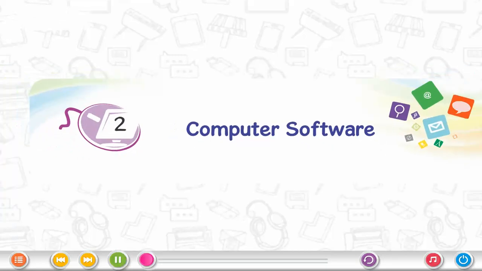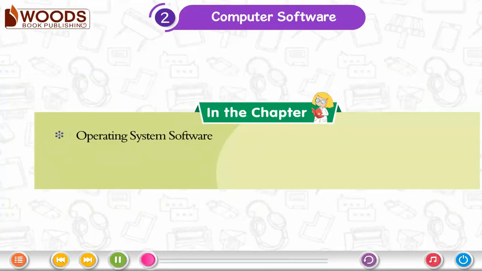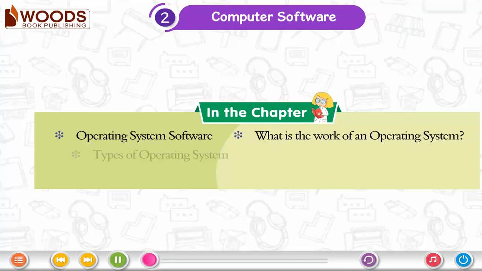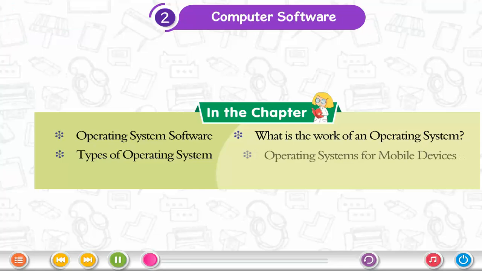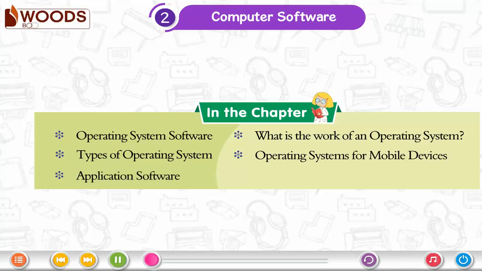Chapter 2, Computer Software. In this chapter: Operating System Software, what is the work of an operating system? Types of operating system, operating systems for mobile devices, application software, types of application software.